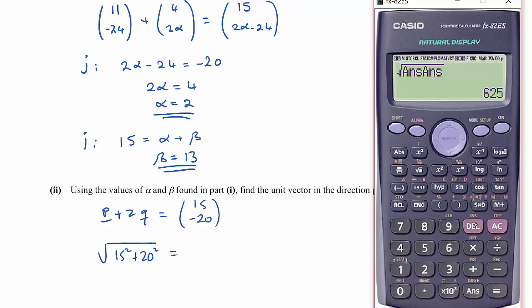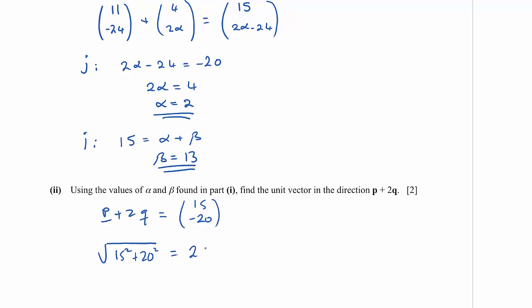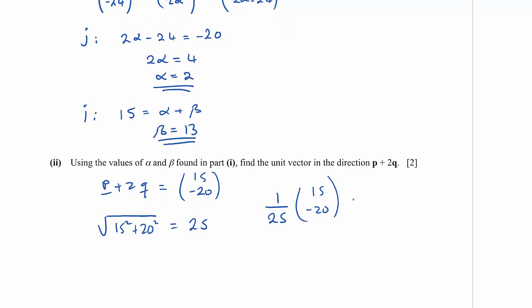It's because I put answer in there twice, so it's 25. So the unit vector would be 1 over 25, 15, negative 20, and of course we can do a bit of cancelling here and make it 1 over 5, 3, negative 4.